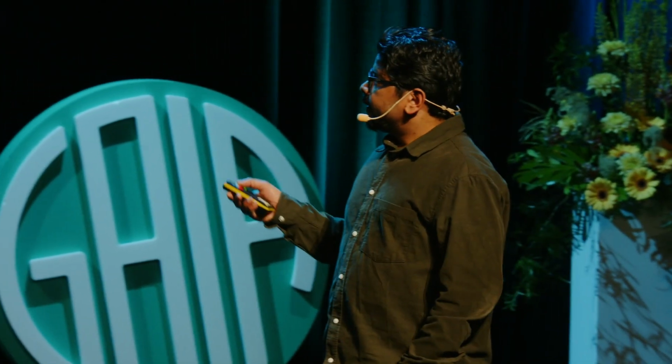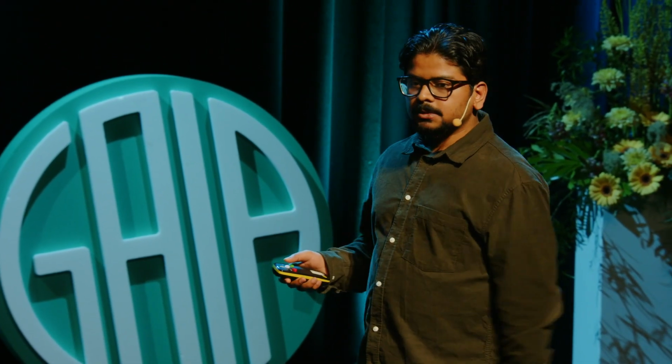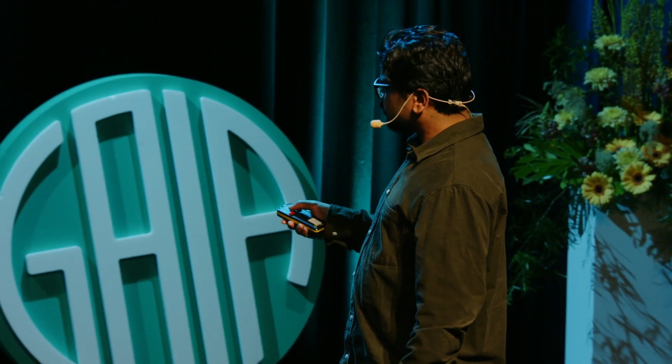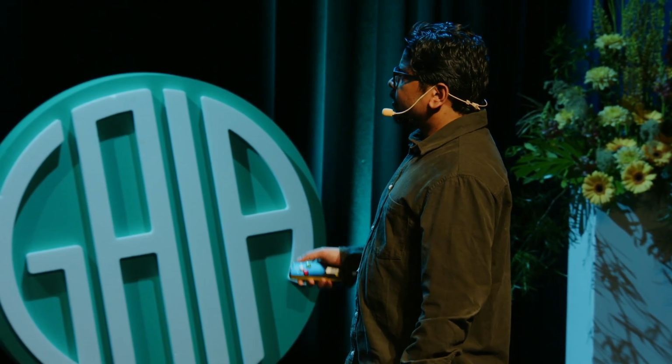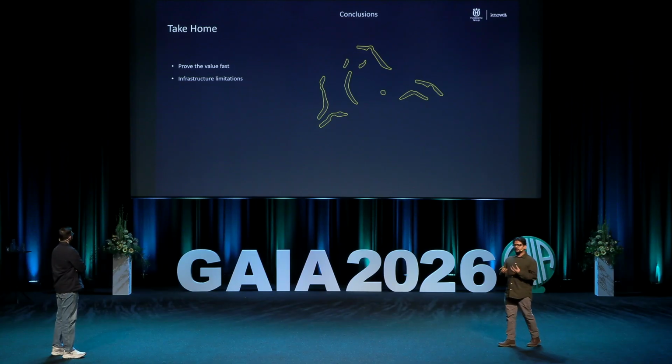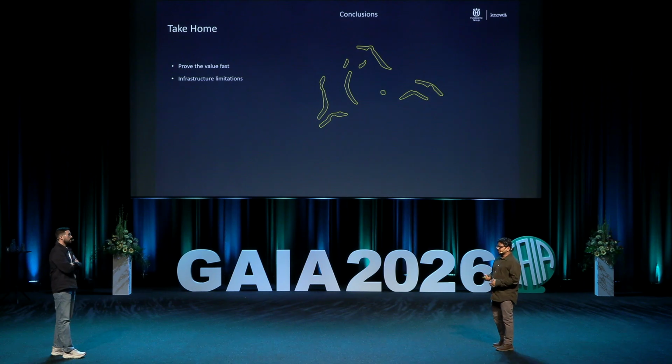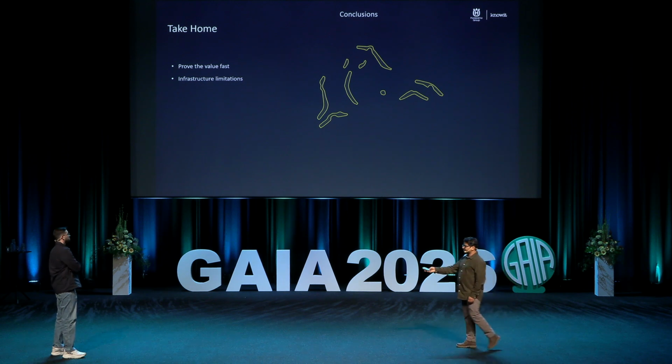So once we have proven the value, we can invest a lot more infrastructure and cost in doing all the fancy stuff. And then again, there is always limited infrastructure, so we always need to balance the value and the cost. And that's from my side. And now I will leave to Christos for his concluding take-home message.